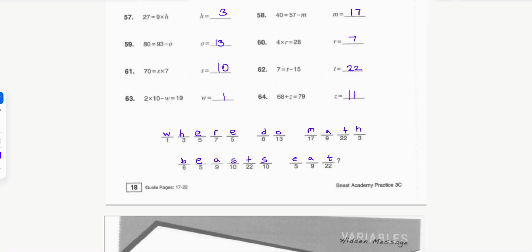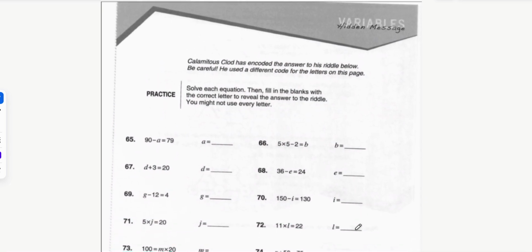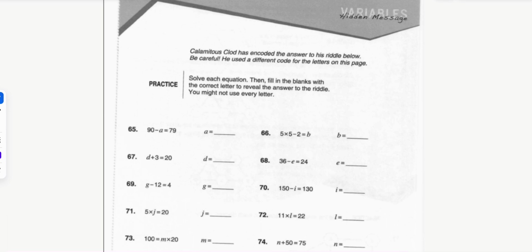This is one way to check our answers. Calamitous Claude has encoded the answer to his riddle below. Be careful, he used a different code for the letters on this page. Solve each equation and then fill in the blanks with the correct letter to reveal the answer to the riddle. You might not use every letter.